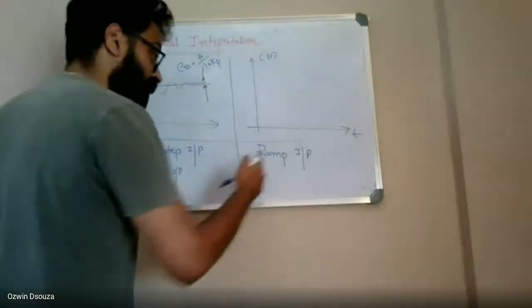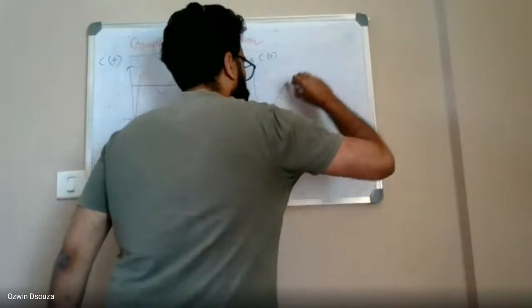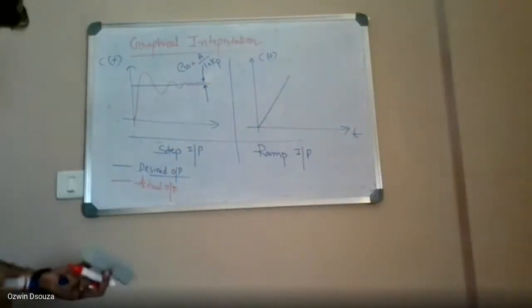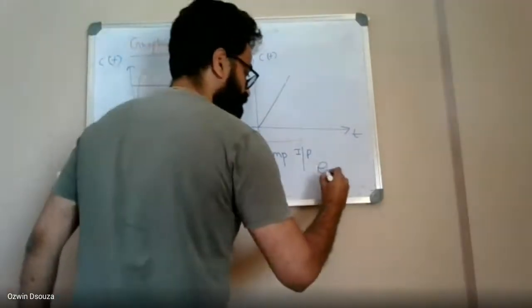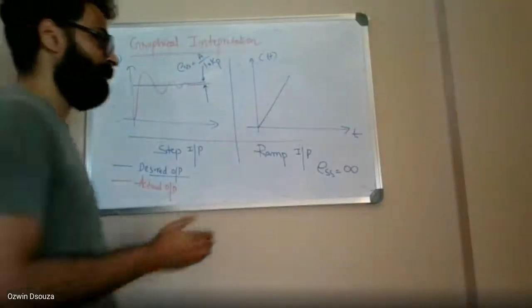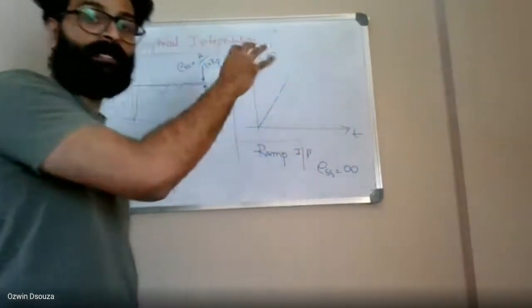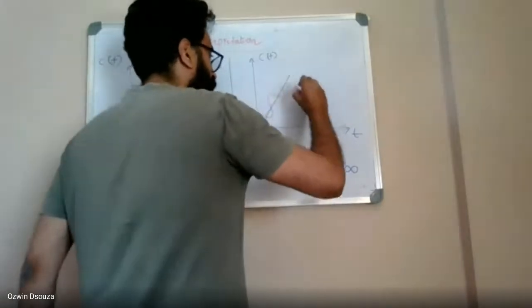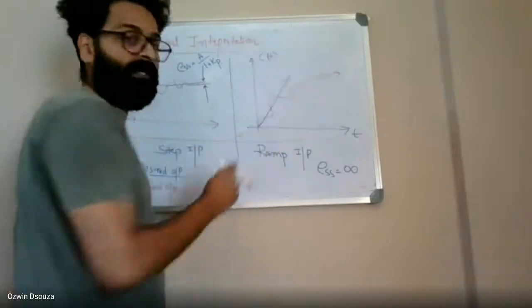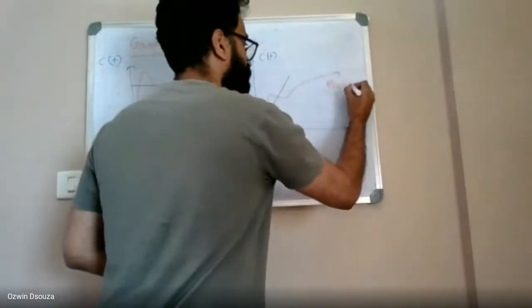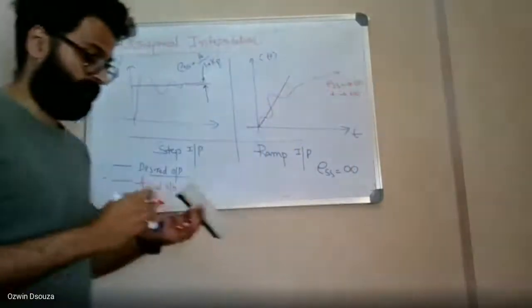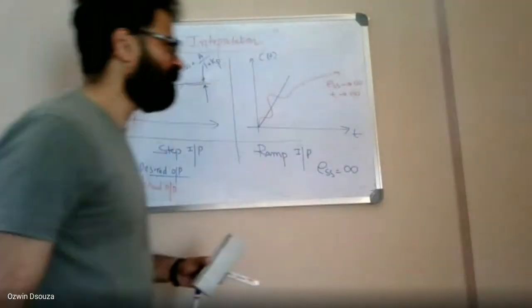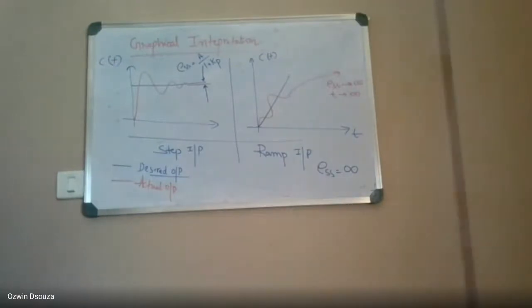On the other hand, for a ramp input, let's say this was our desired output. And in case of ramp input, we had seen that the steady state error was infinite. So as time t tends to infinity, the steady state error tends to be very, very large. Graphically, you can plot something like this. Initially, it may be small, and then something like this. It just deviates from the expected value. So you can see that E_ss tends to infinity as t tends to infinity. So that's about the graphical interpretation.